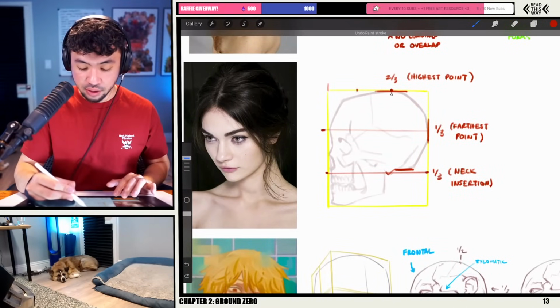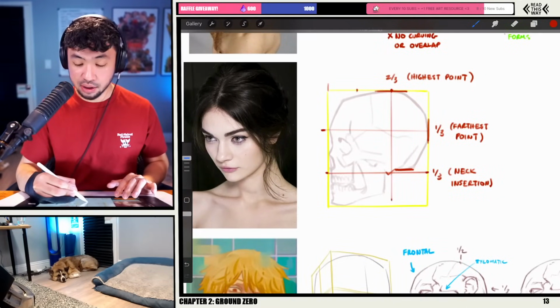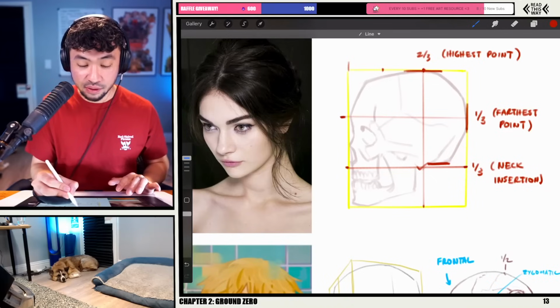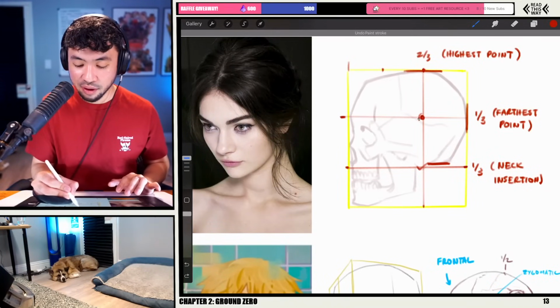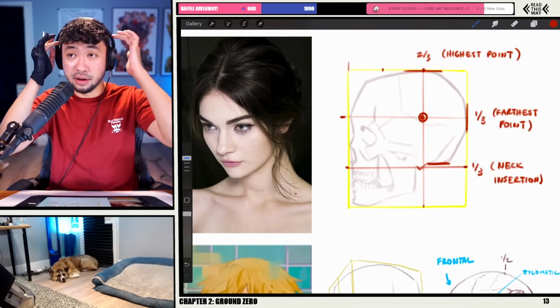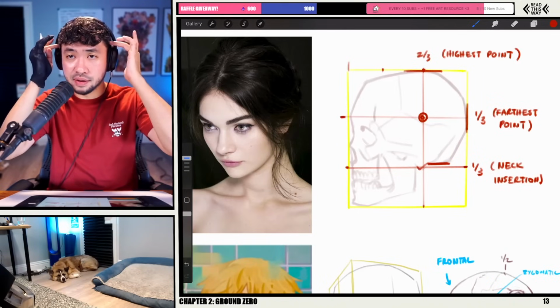So here's another one, a cool one to pay attention to. This little section right here is going to be the widest point of the skull. You can actually touch that in your head right here. It's the widest point in the skull.